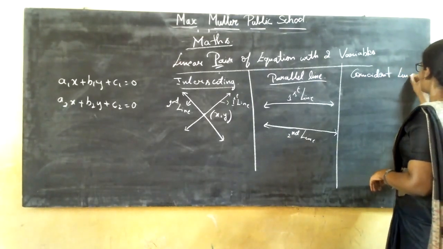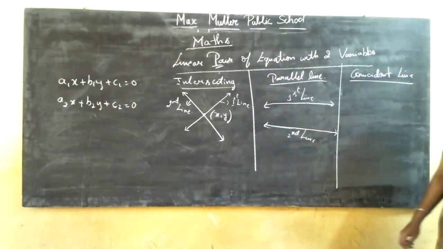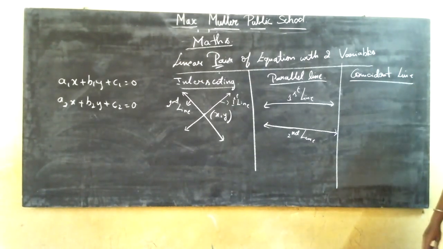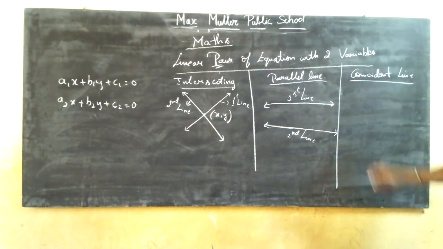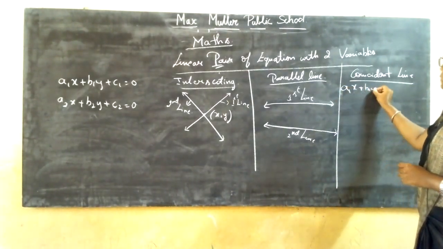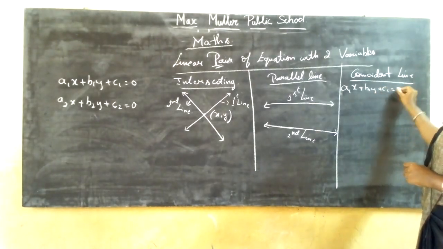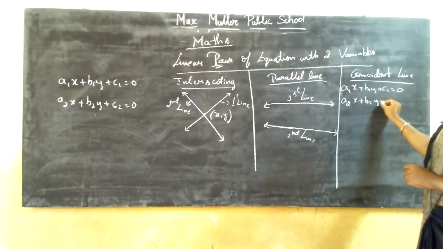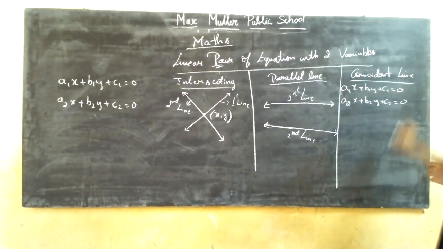coincident line. What is this coincident line? How can you say it is a coincident line? You can say this is a coincident line when all the points of the two equations. What is the equation? You named it as a1x plus b1y plus c1 is equal to 0, and you have another one as a2x plus b2y plus c2 is equal to 0.